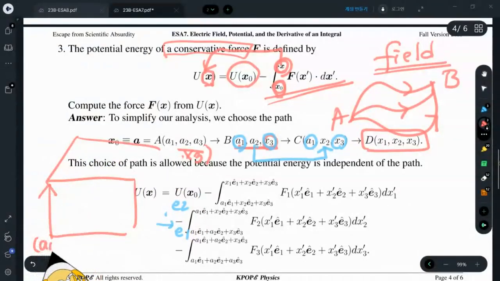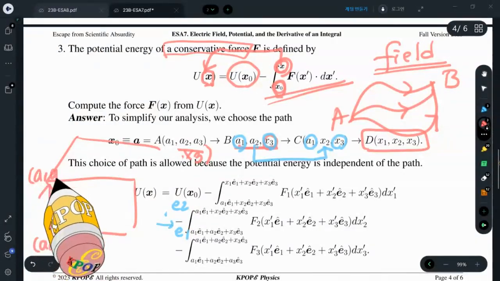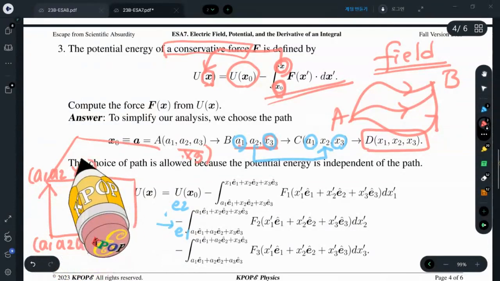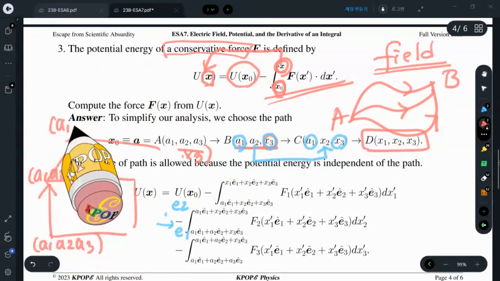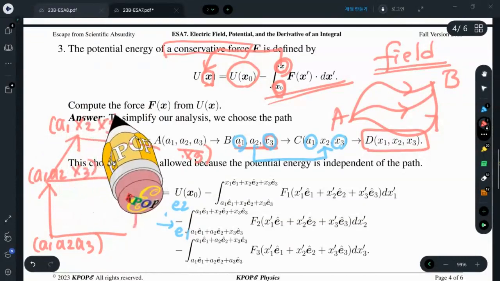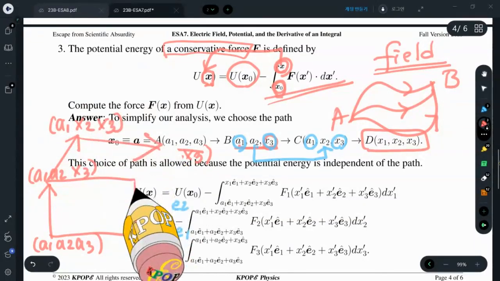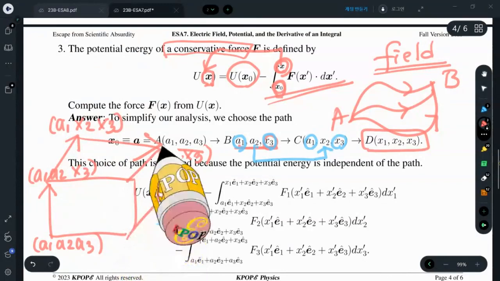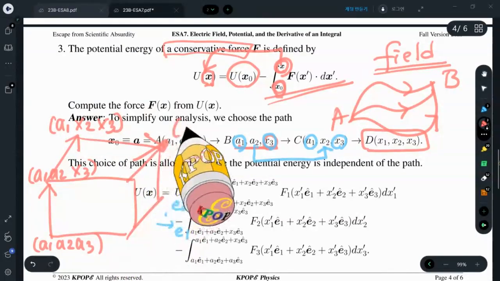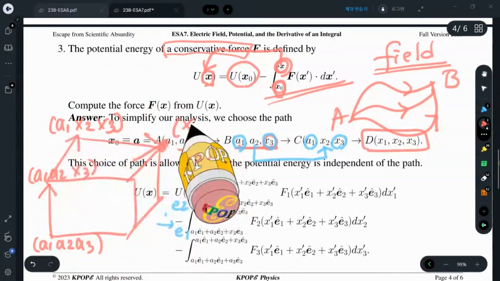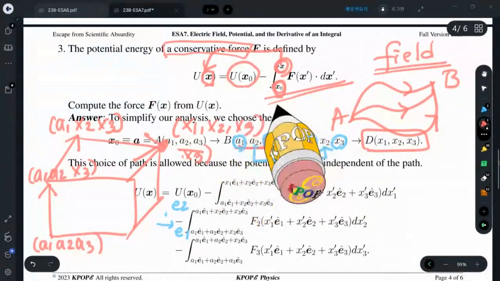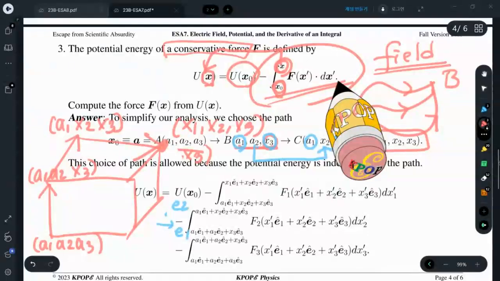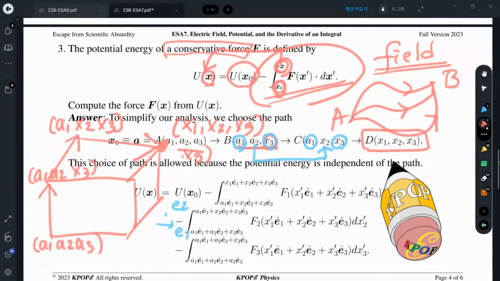This is the first path, A1, A2, A3, and this is A1, A2, X3, and then this path, A1, X2, X3. And then finally, we choose this path. So vary A1 to X1. Then this work can be computed in a very simple manner.